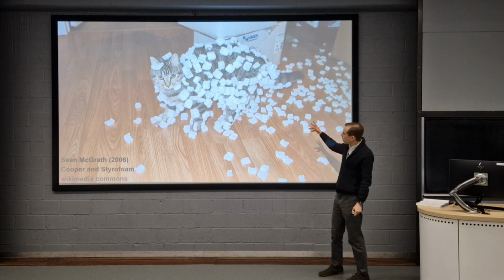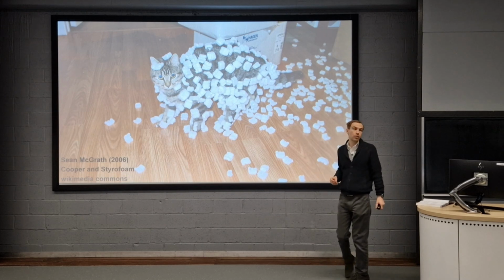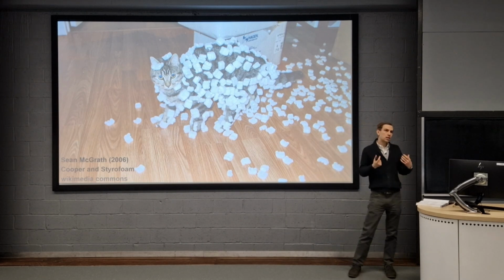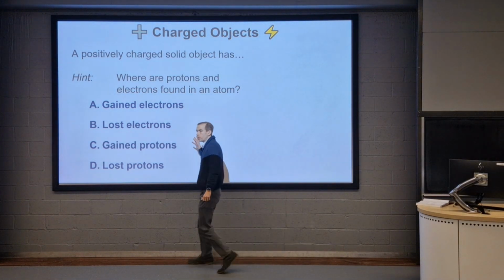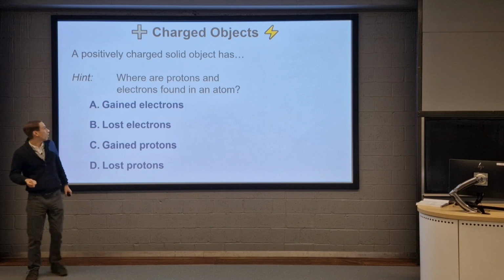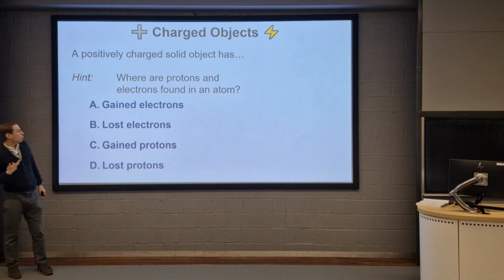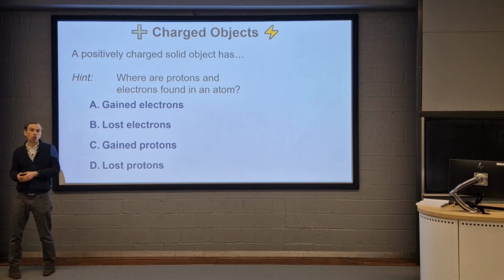Now, if we think about this kind of situation here, when we have some polystyrene sticking to a cat or something like this, let's think about what this means for something to be charged, to have built up a charge. So suppose we've got a solid object, and let's suppose we have a positive charge built up on this object. What can we say about the electrons and the protons in the object?